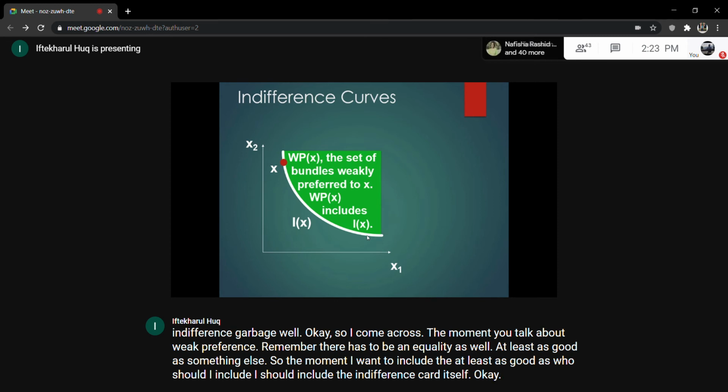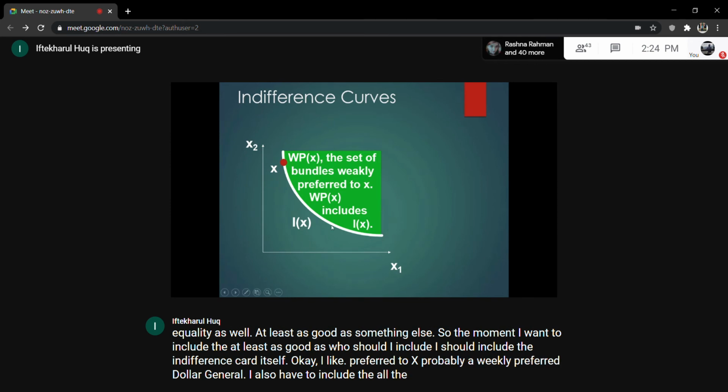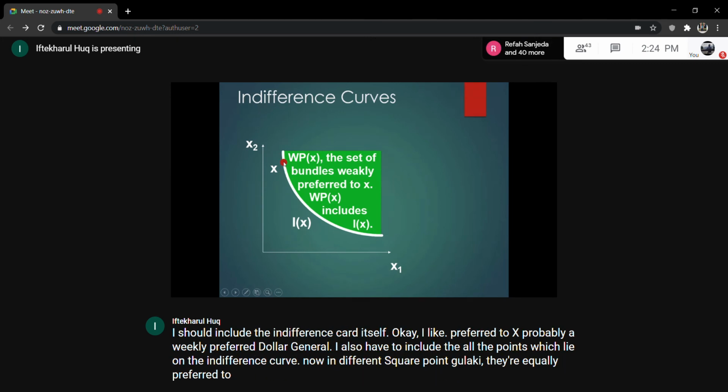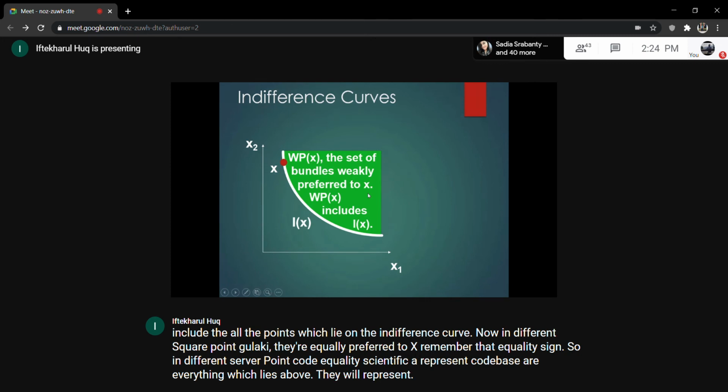So if I want to say that this whole area is weakly preferred to X, then to say weakly preferred, who do I have to include? I also have to include all the points which lie on the indifference curve. Because what are the points on the indifference curve? They are equally preferred to X. Remember that equality sign. The points on the indifference curve represent the equality sign, and everything which lies above will represent the greater than sign.